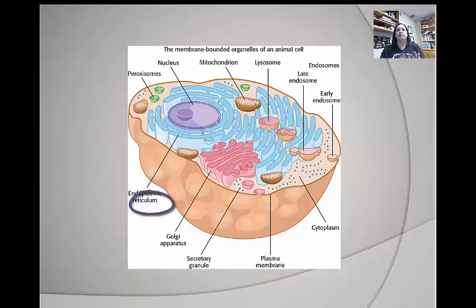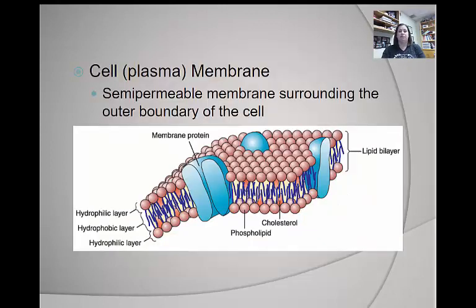Over here, this kind of stack of pancake structure is your Golgi apparatus. It's like the UPS store. It's going to package things up and send them out of the cell, which you can see here. All right, so we have a lot of stuff that goes on within the cell, and each of these organelles has to do its job in order for your cells to be successful.